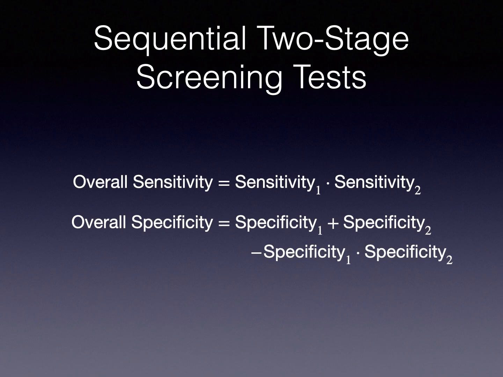screening test. Now notice that because the overall sensitivity is the product of the sensitivity of the first test and the sensitivity of the second test, and because those sensitivity values are less than 1, the overall sensitivity of the sequential two-stage screening test will be no more than the minimum sensitivities of the two individual tests. In fact, it will be less than the sensitivities of both individual tests.